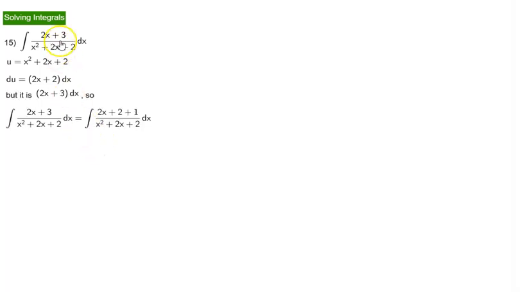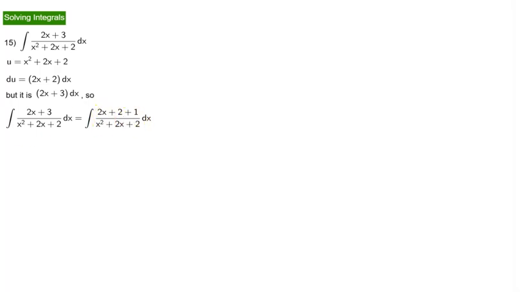15. Integral of 2x plus 3 dx divided by x square plus 2x plus 2. Here it's a little bit tricky, because if we take u equal to x square plus 2x plus 2 and differentiate it, we get du equal to 2x plus 2 dx. But what we actually have is 2x plus 3 dx. So what do we do? We split this 3 into 2 plus 1. So that integral becomes integral of 2x plus 2 plus 1 divided by x square plus 2x plus 2 dx.